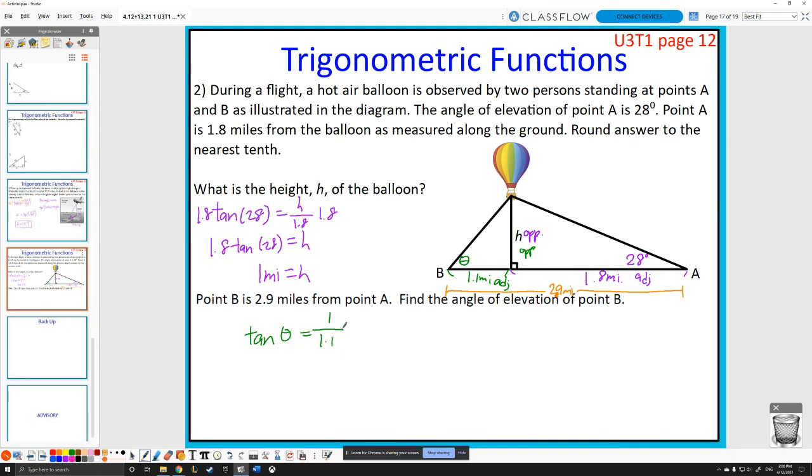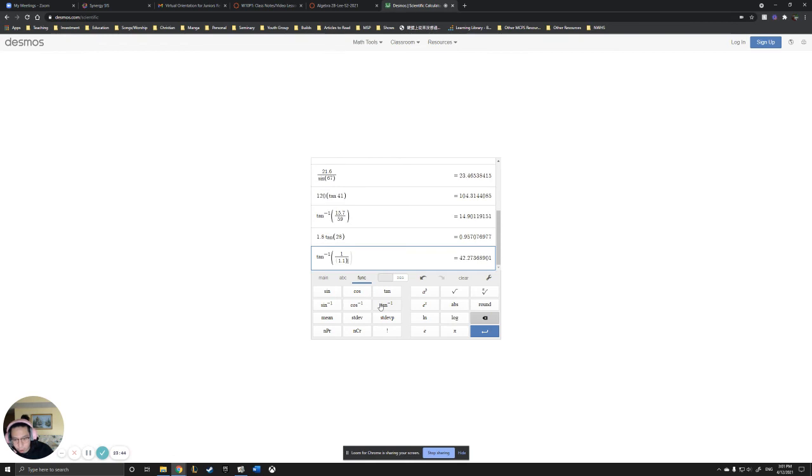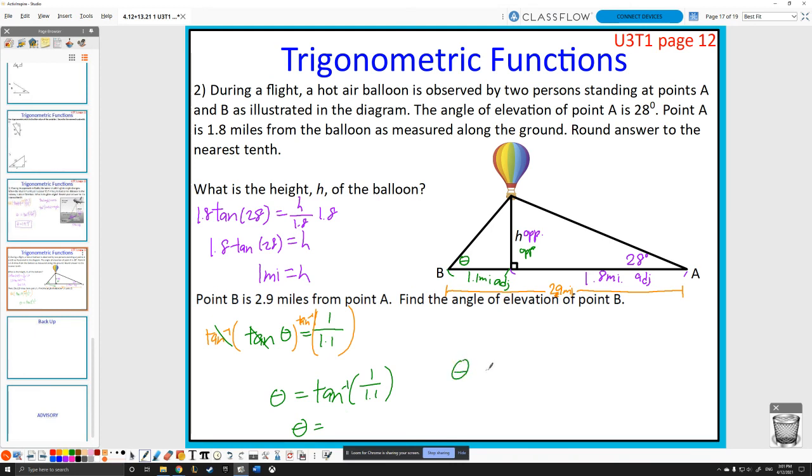Now this time we had to use a calculator value. That's the purpose, right? That's how they designed it to be. So I'm going to take the inverse on both sides. This is going to cancel. Theta is equal to inverse tangent of 1 over 1.1. So inverse tan, 1 divided by 1.1. 42.3. So theta is equal to 42.3 degrees.